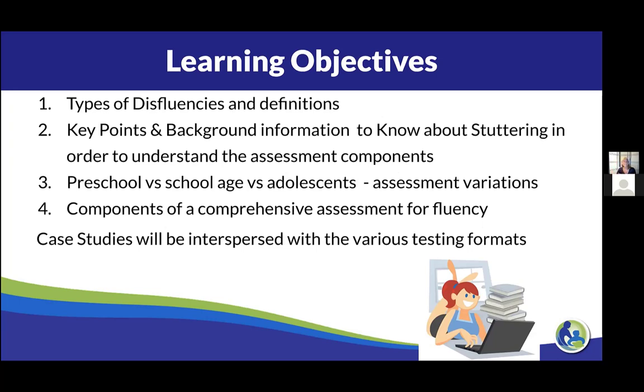So what we're going to do today is just 4 areas. I'll kind of let you know when we've done with part 1 or part 2. I'll start with the types of disfluencies that you might see with children in the schools and a fast definition. Then I'll go into key points and background information to know about stuttering, because it might have been a long time since graduate school, or you didn't have a full fluency class in graduate school, and I just want everyone on the same page. And number 3 is that there's going to be some tweaks to the assessment depending on the age of the child, preschool to school age.